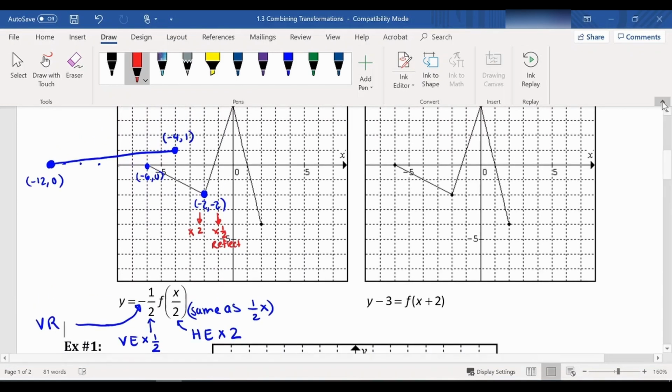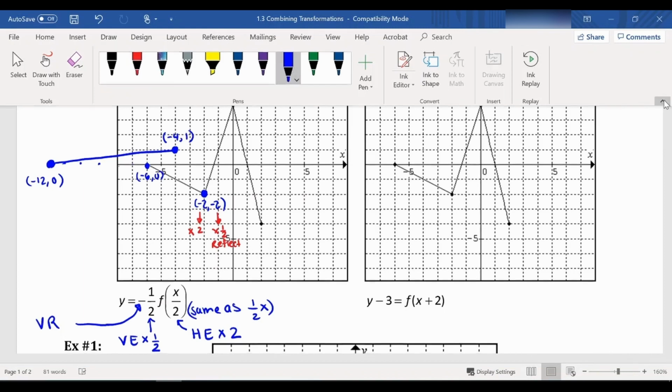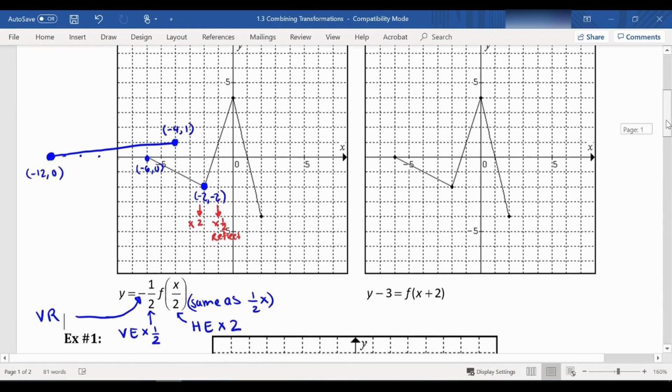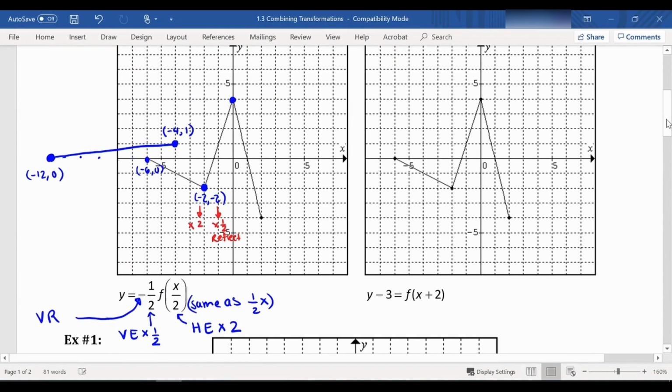My next point is this guy up here. This current coordinate here is 0, 4. Horizontal expansion by 2. That means I'm taking the 0 and multiplying by 2. I'd still be at 0. My y-coordinate is a 4. If I take that and I multiply it by 1/2, I get 2. And then if I reflect that, it becomes -2. So it's going to be down here.